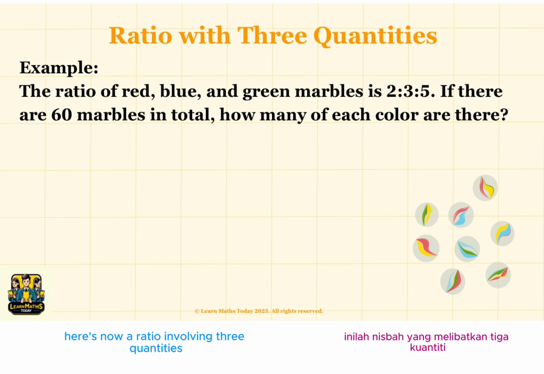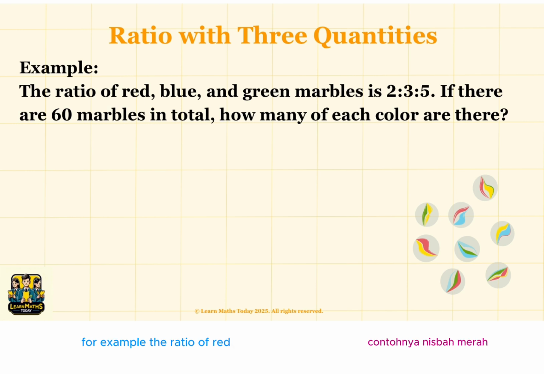Here's now a ratio involving three quantities. For example, the ratio of red, blue, and green marbles is 2:3:5. If there are 60 marbles in total, how many of each color are there?